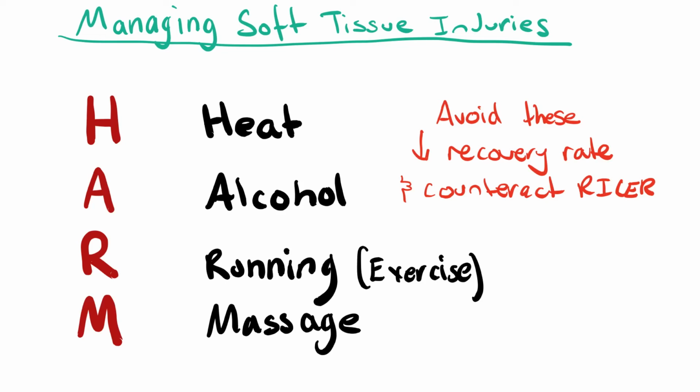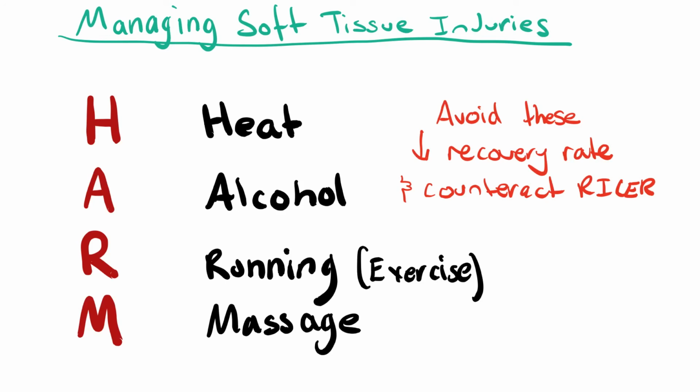So we need to avoid things like heat, so saunas, spas, those sorts of things. Try and stay away from those if you have sustained a soft tissue injury. Alcohol, running or exercise, because this is going to further aggravate the injury, and massage to the area. We need to compress that area to try and decrease the blood flow.